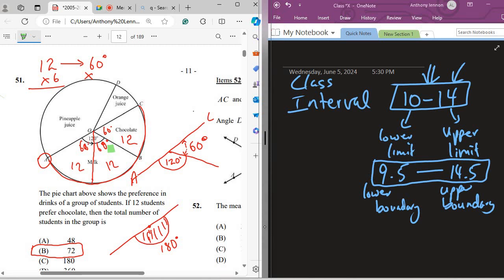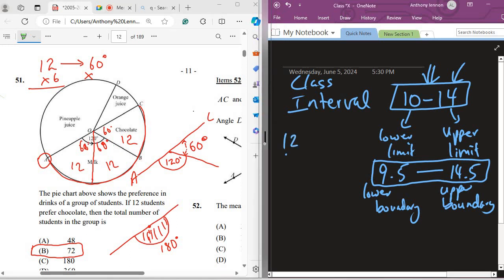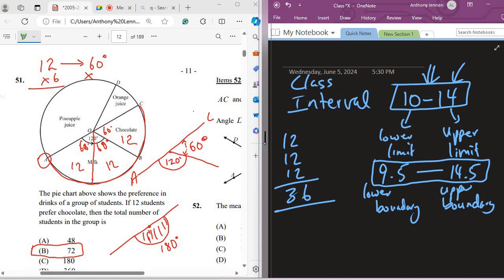Yeah, how many students do we have in this section, guys? 36, right? We add 12 plus 12 plus 12, and we get 36, right? So 12 plus 12 plus 12 gives us 36. So if a half is 36, the other half must be what as well? If this half over here is 36 students.